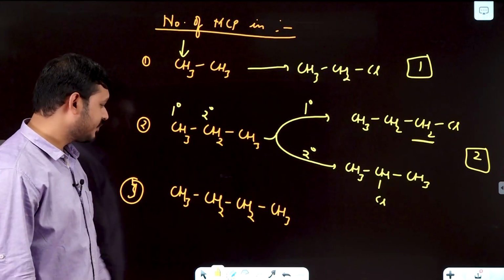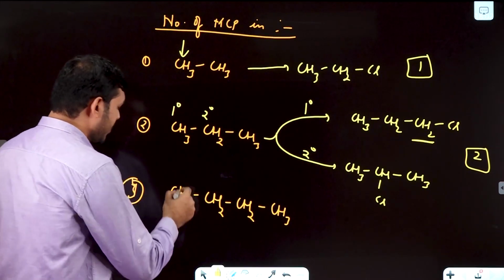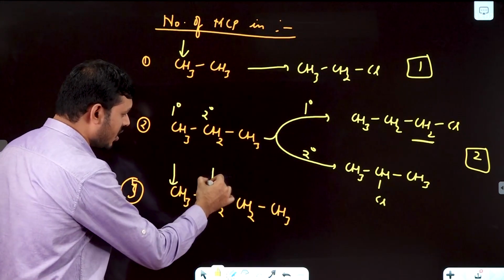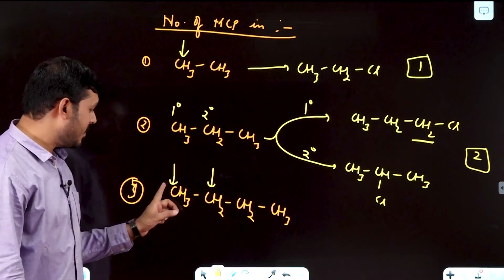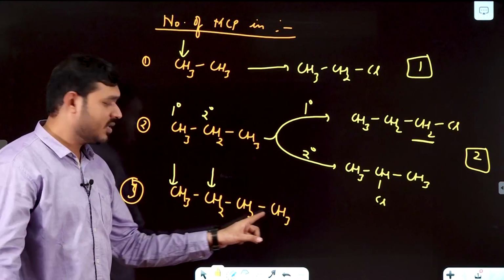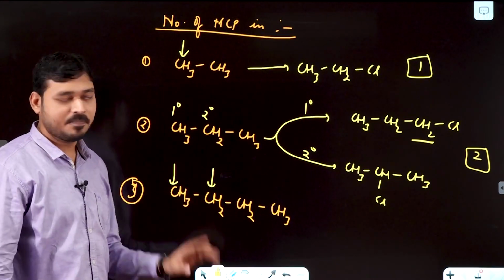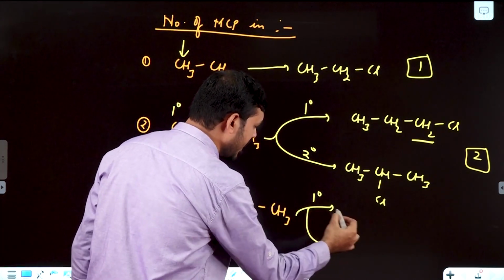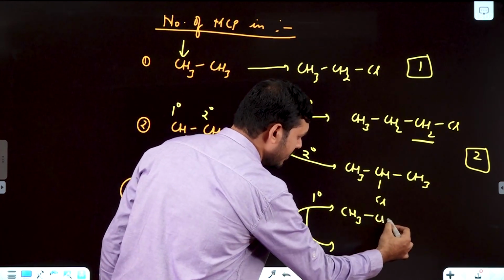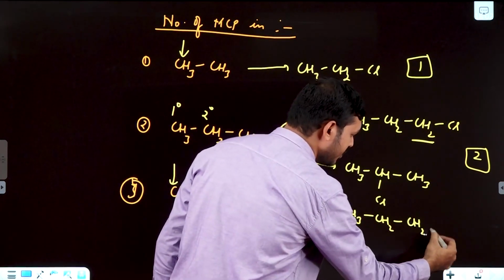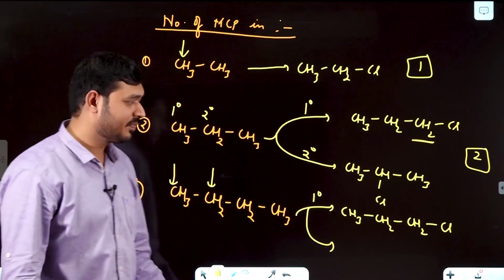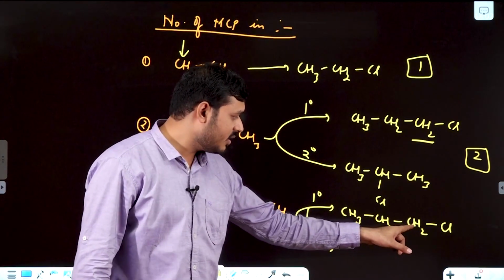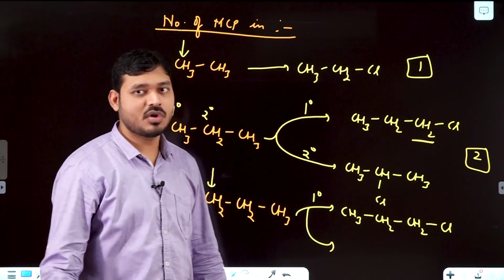Next, come to this one, butane. Now we can replace this hydrogen by chlorine or this hydrogen by chlorine. Either replace this 1 degree or this 1 degree, both same. This one or this one, both same. Clear? Now let's see one by one. First 1 degree, CH3CH2CH2CH2Cl. Now in this case, this carbon having 2 hydrogens, so no optical activity.